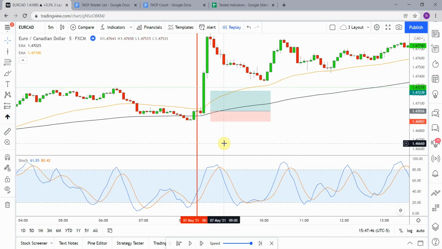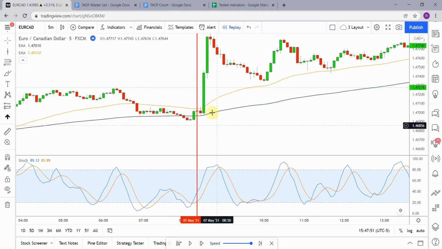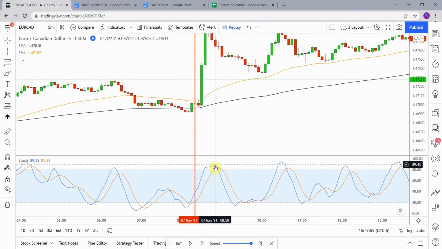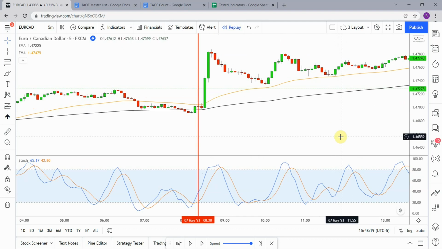Now, of course, if we were going for a short, everything would be flipped the other way. And so the orange moving average would be below the black, and then we would be looking for the stochastic to both lines break up above this 80 marker in the overbought area. And then we would look for those to close back on the other side, the lower side of the 80, and then we would do the same risk reward and stop setup on those. So that's what we're looking at.